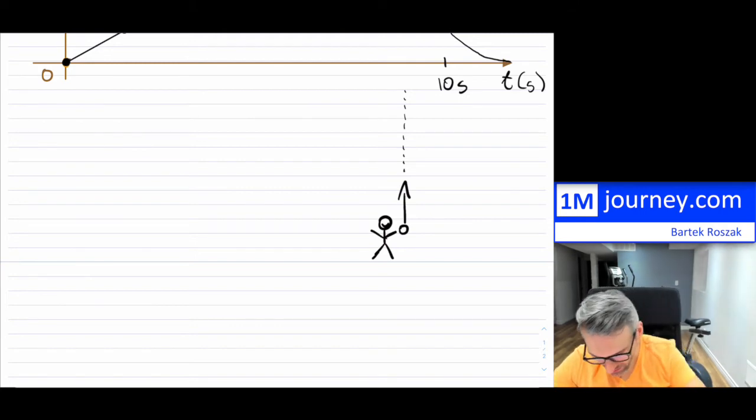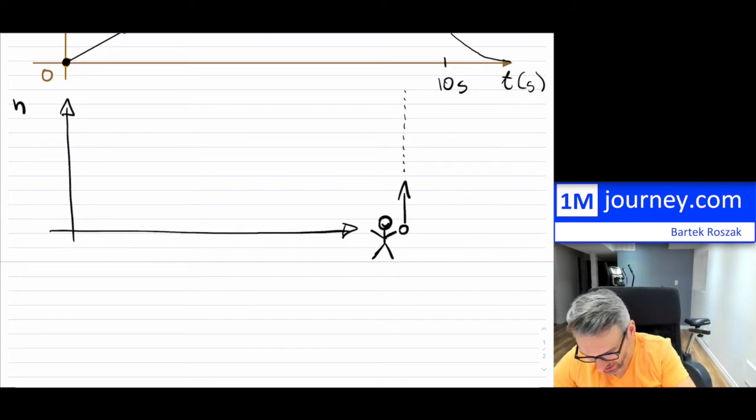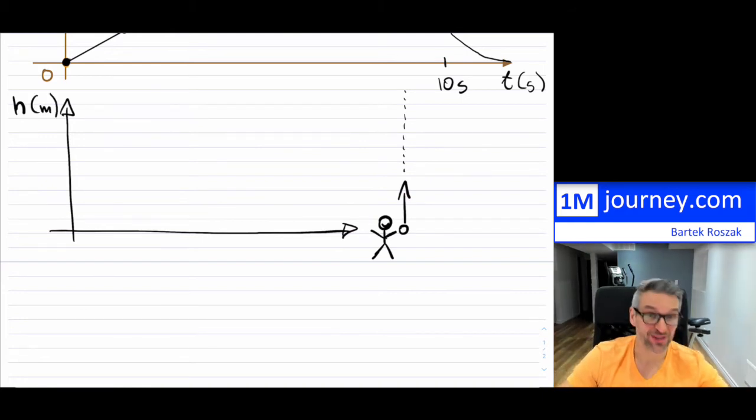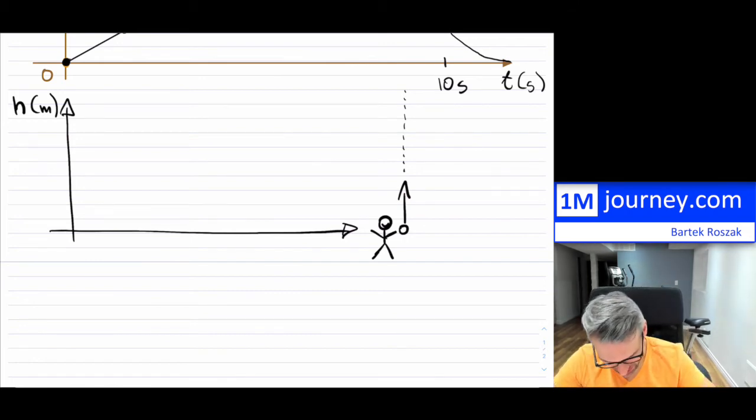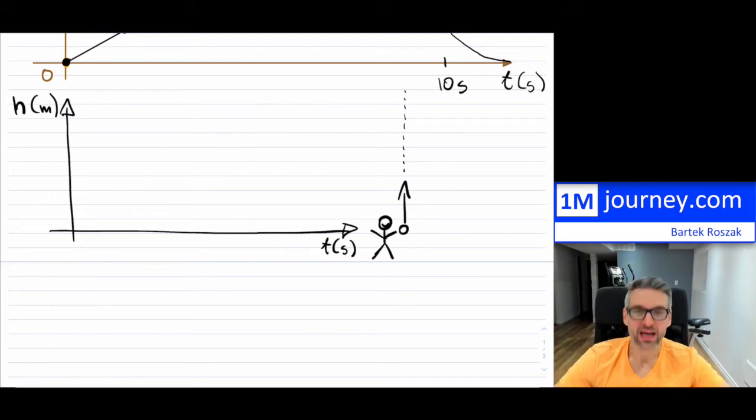So if we were graphing that, in this case I'm going to call it height. Let's say this is height. It can still be displacement d, and let's say it's still maybe in meters, because I don't think I can toss it up in kilometers. All right, and then this is some time, maybe in seconds. So how would this look in terms of the height?